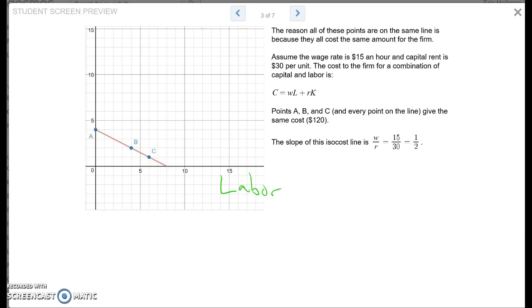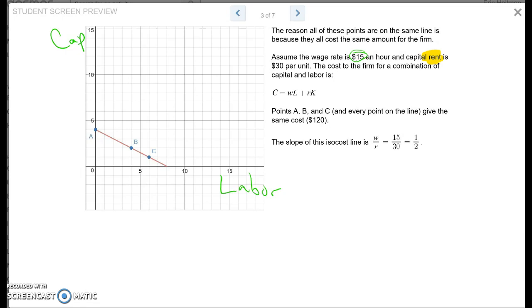So everything on this line has the same total cost. Where this line came from is I assumed that wages, so that's what you have to pay for each hour of labor, is $15. And this word rent right here, that's the word that we use for basically wages you have to pay to machines or to capital.